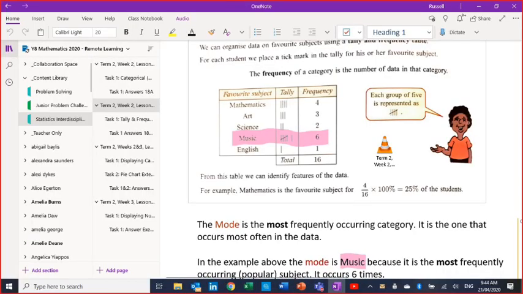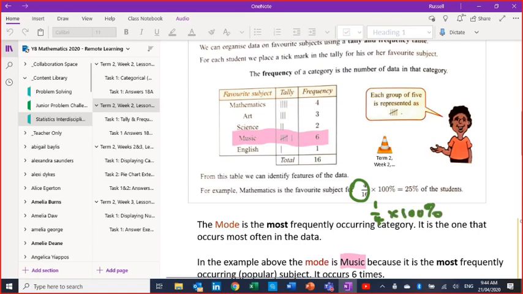So, that's what they've done here. For example, mathematics is the favorite subject for 4 out of the 16 students. So 4 out of 16 times 100% equals 25% of the students. Okay? When you're doing the multiplication, can anybody tell me how I could have made this multiplication easier with the 4 out of 16? 1/4. Exactly. If I had simplified it to 1/4, that would have made the multiplication a lot easier. Do you agree? Because 100 divided by 4 is 25 times 1 is 25%.